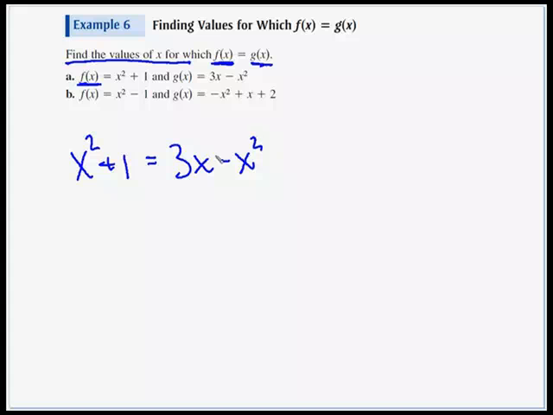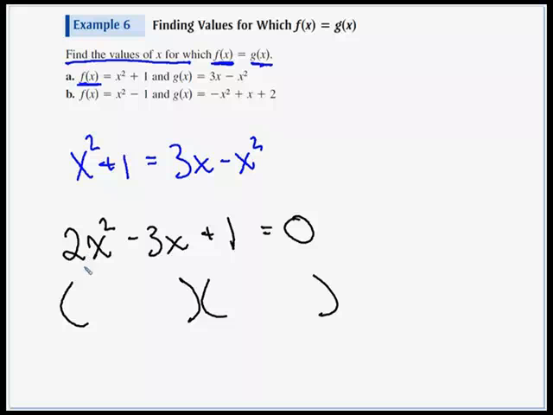So the first thing I'm going to do is get rid of this negative x squared by adding it to both sides, and now I have 2x squareds on the left. Let's subtract 3x from both sides, so minus 3x. And then we have this plus 1, and now it's equal to 0. So we have a quadratic equal to 0, which means we're going to factor. 2 is a prime number, so that has to be 2x and x. 1 is also, the only factors are 1 and 1. And then we just got to figure out the signs.